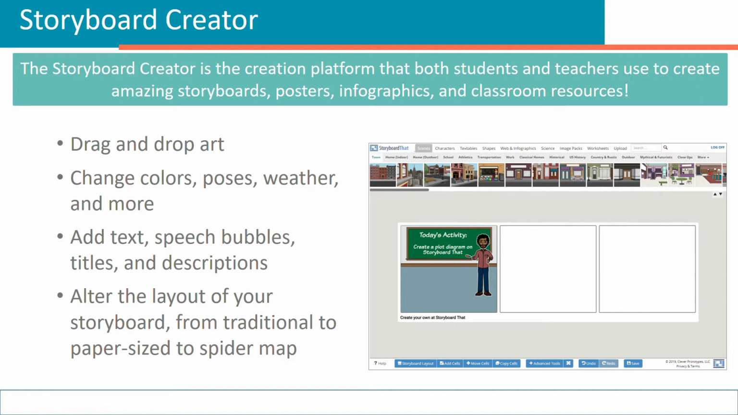In every image that the storyboard has itself, you can change the color of the weather, you can change the poses of the actor, and you can do a lot more stuff. I will show you that later on in the presentation. You can also add some text, speech bubbles, etc. It is also good for making mind maps, but we will be dealing with that later on.